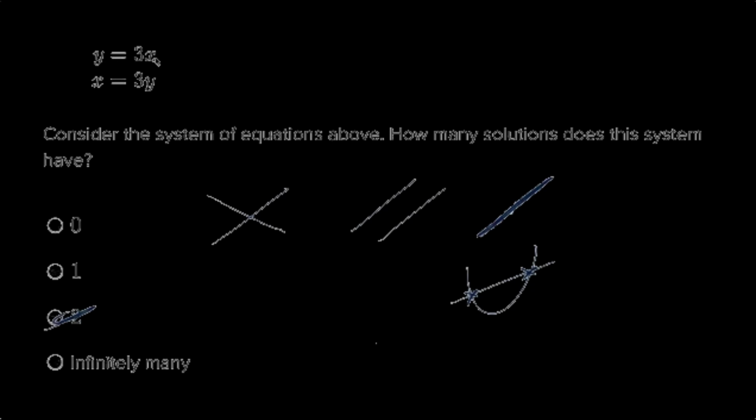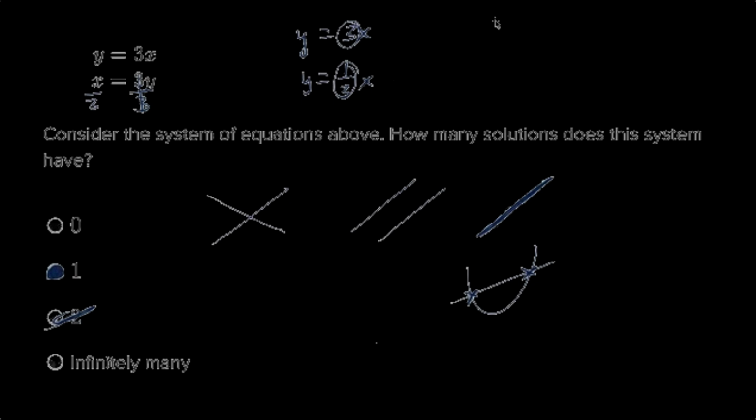This first one up here is already written explicitly in terms of y. The second one over here, let's divide both sides by 3. And we get y is equal to x over 3. So this first one is y is equal to 3x. The second one is y is equal to x over 3, or we could say 1/3 x. And so these lines, they don't have the same slope. So they're not going to be parallel, and they're not going to be the same line. So these are going to intersect. These are going to have one solution, exactly one solution.